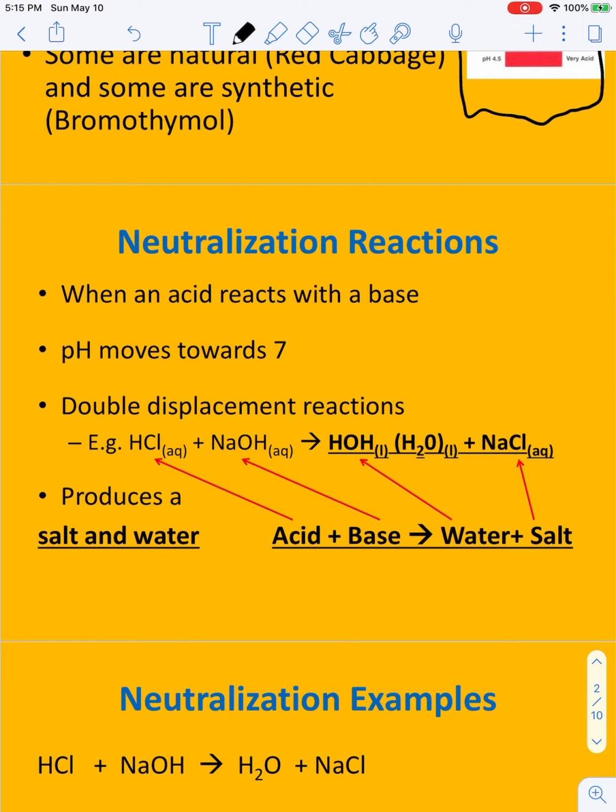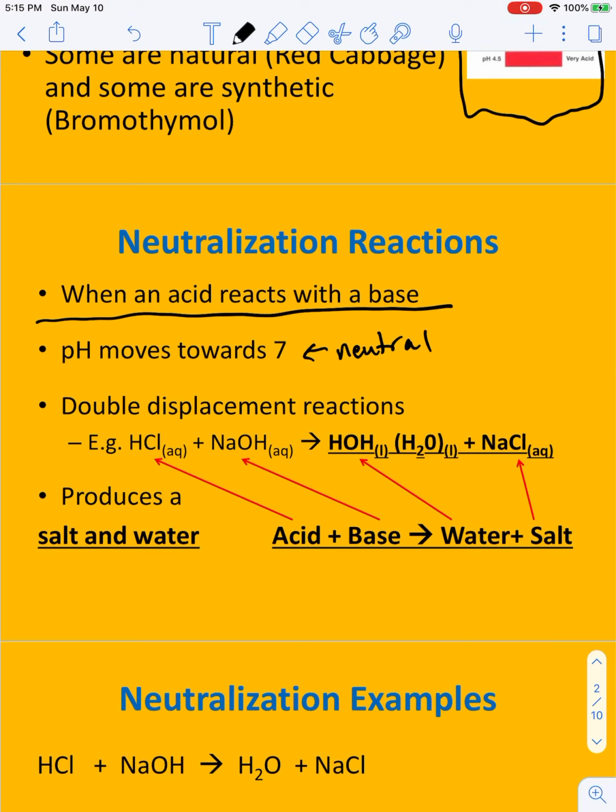So neutralization reactions happen when an acid reacts with a base. So if you are highly acidic and you add a base, it will move the solution towards 7. Remember, 7 is neutral. If you're too basic and you add an acid, again, it will move the pH towards neutral. And neutralization reactions are called double displacement reactions.